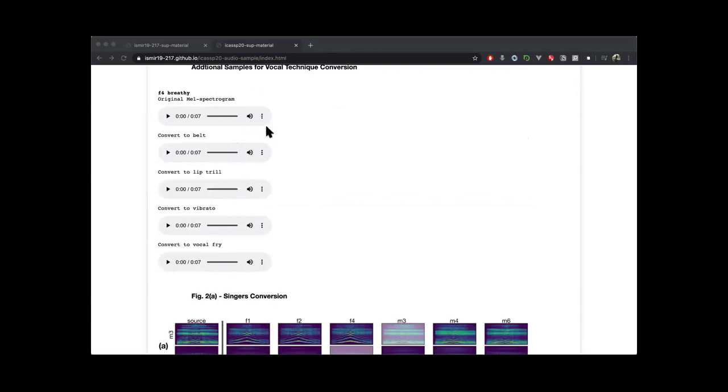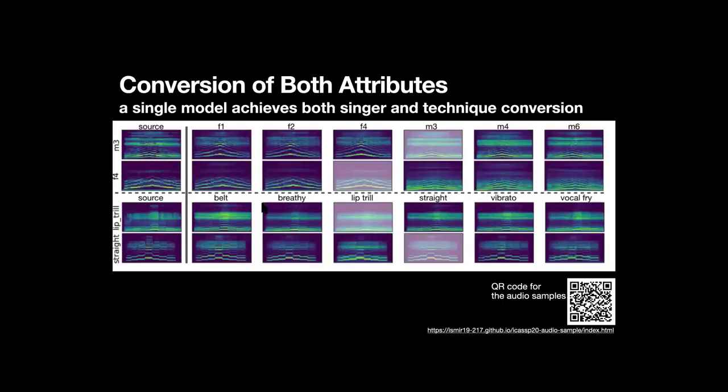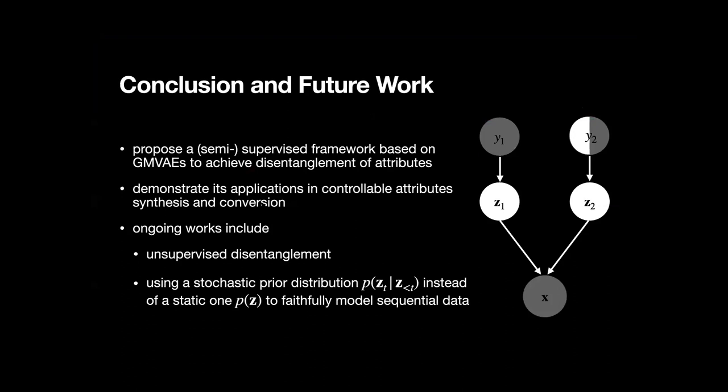So this kind of summarizes my talk, and the rest of the presentation is about conclusion and future work. So we've presented a semi-supervised framework based on Gaussian-Mixture VAE to achieve disentanglement of the attributes. And we demonstrate its application in controllable attribute synthesis and conversion. The ongoing works include unsupervised disentanglement. So as I mentioned earlier, unsupervised is always cool. And we don't always want to rely on labeled data, because labeled data can be noisy in the music domain.